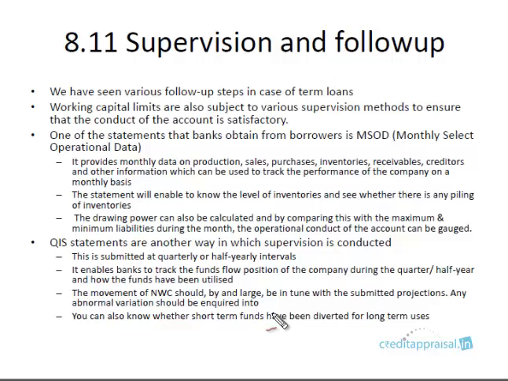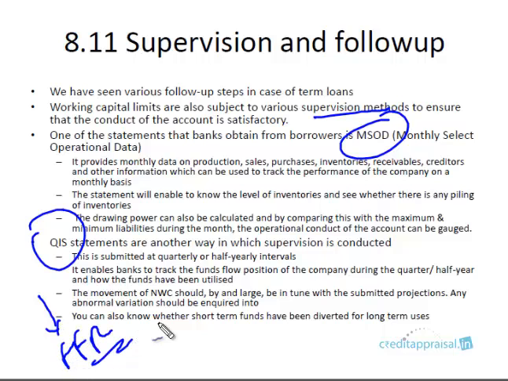After the disbursement, and during the disbursement, what you have to do, and after disbursement, how you're going to monitor the progress of the project, right? So similarly in CC, in your working capital limit also, banks will be undertaking a lot of supervision methods. Two most important things are the MSOD and the QIS statements. These are also known as FFR. In some banks, it's known as the FFR statement.